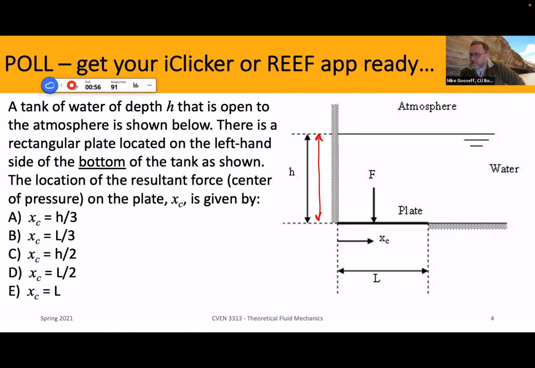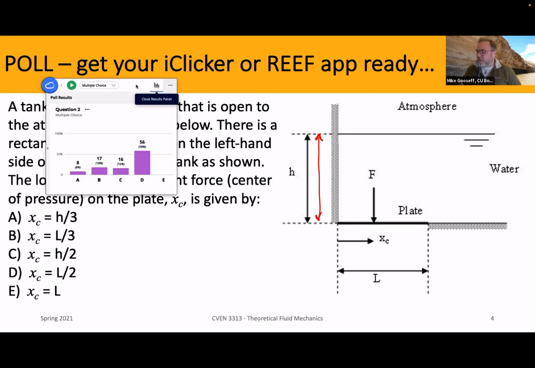Okay, we're up to 90 responses. 95, do we get to, all right, 96. 97, I like it. Anybody else? Okay.